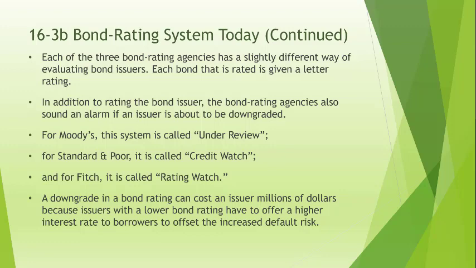For Moody's, this system is called under review. For Standard & Poor's, they all have different names for these things, you can see it's called a credit watch. And for Fitch, it's called a ratings watch. So a downgrade in a bond rating can cost an issuer millions of dollars because issuers with a lower bond rating have to offer a higher interest rate to borrowers to offset the increased default risk. So in other words, if you get a downgrade in your bonds, it's going to be rather more difficult to borrow money from anyone else or to even issue bonds of the same caliber as the ones that are already out there.